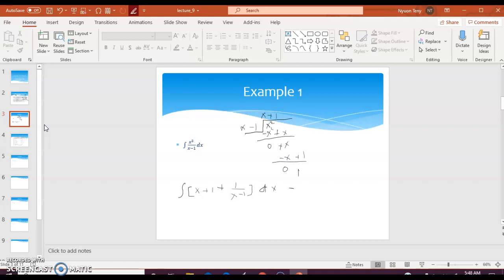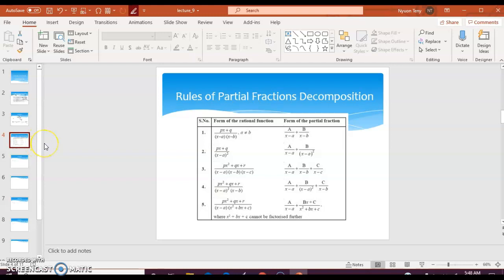This is my integral. So when we integrate x, it's going to be x squared divided by 2 plus x plus ln of absolute value of x minus 1 plus c. So that is the integration of this improper rational function. When we have a proper rational function, this is when we use the partial fractions decomposition.